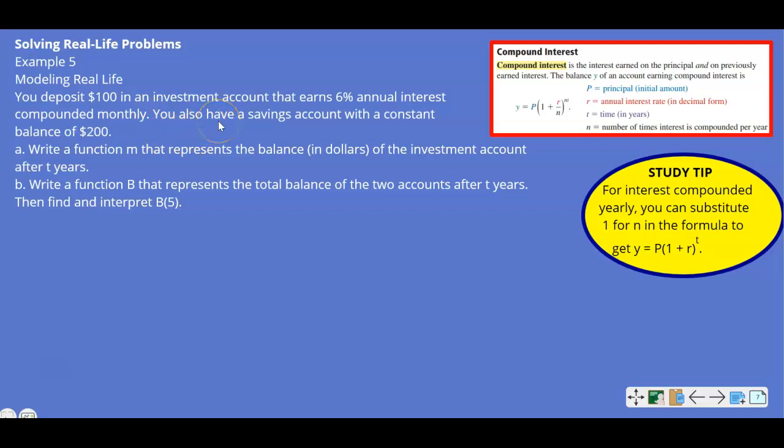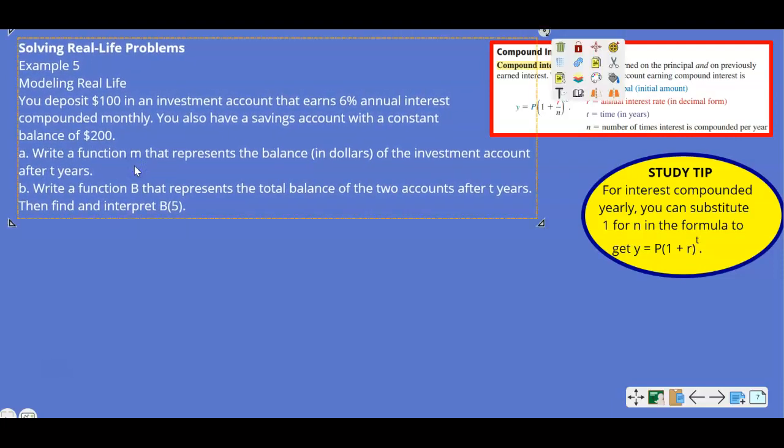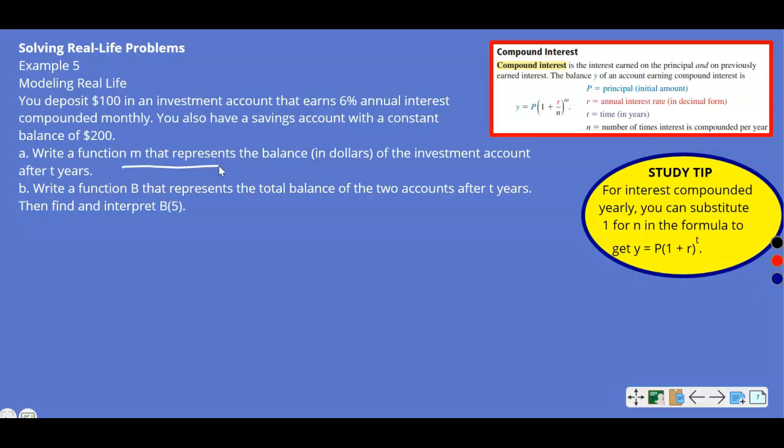All right, so we're going to use this formula to write a function for our investment here. So if we have y equals p, I'm going to use m because it says to use m here. It says to use m that represents the balance in dollars of the account after t years. So we're going to use m and t as our main two variables. So if we're writing it in function notation, it would be m of t. That's similar to f of x. And then our initial deposit is $100. So we're going to plug in 100.